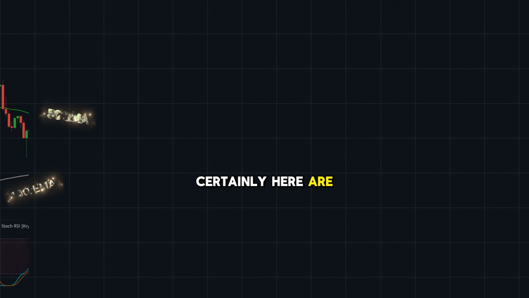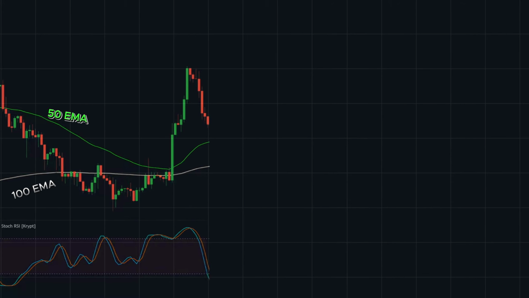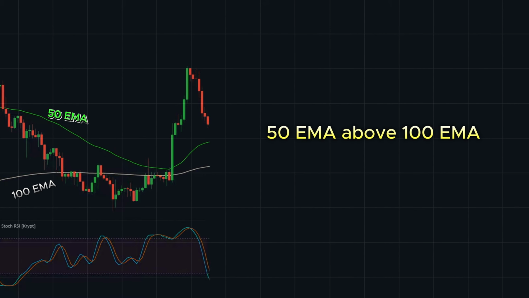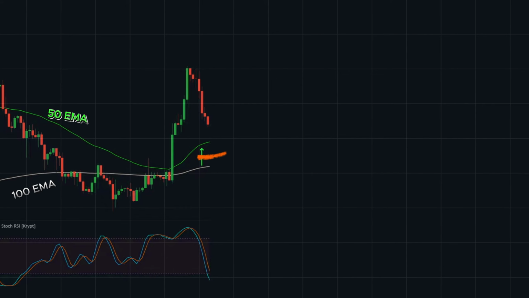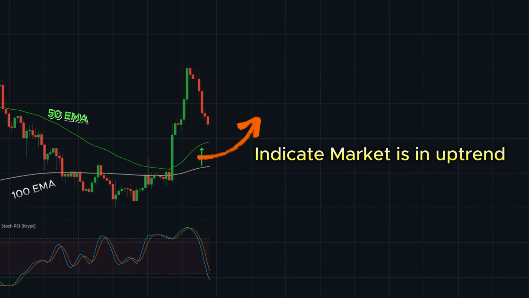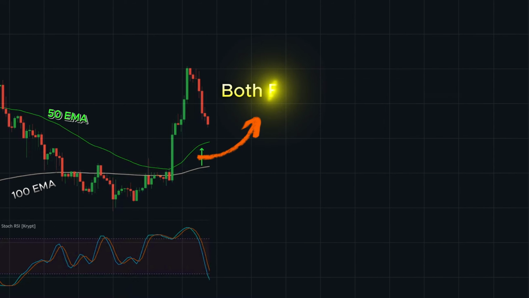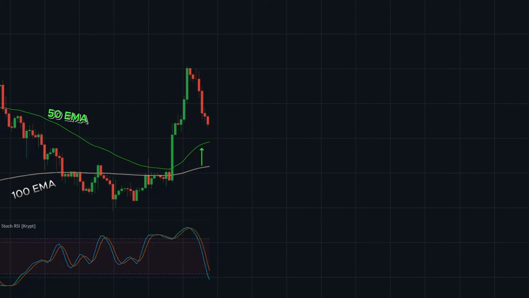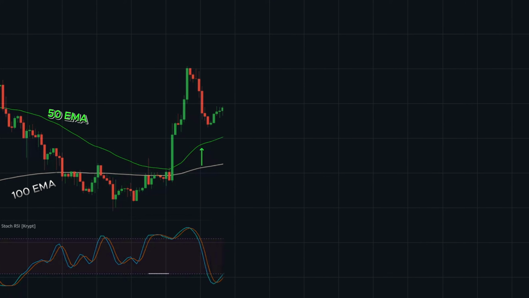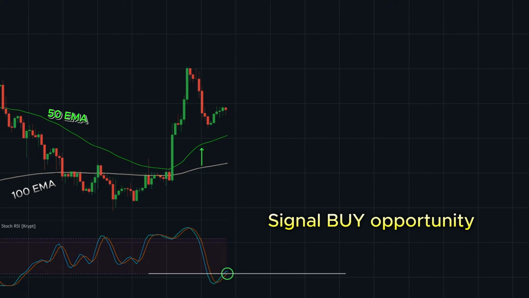Here are the detailed conditions for entering a long trade in another example. First, ensure that the 50-period moving average is positioned above the 100-period moving average. This indicates that the market is in an upward trend. Additionally, both moving averages should be sloping upward, confirming the strength and sustainability of the trend. Second, pay attention to the stochastic RSI. This indicator should cross above the 20 level, which signals a buy opportunity.